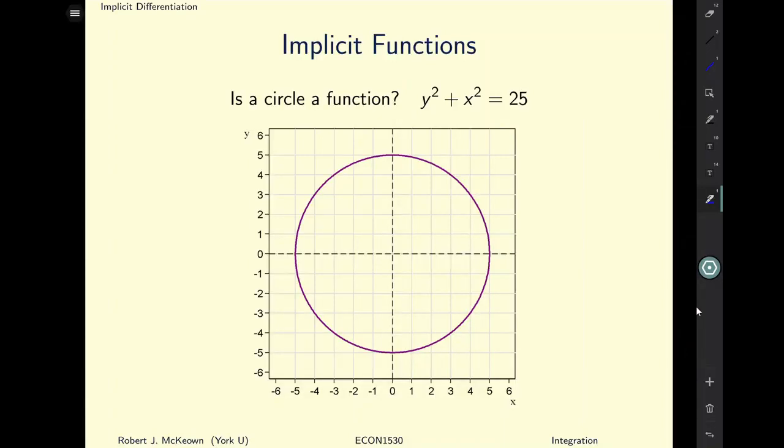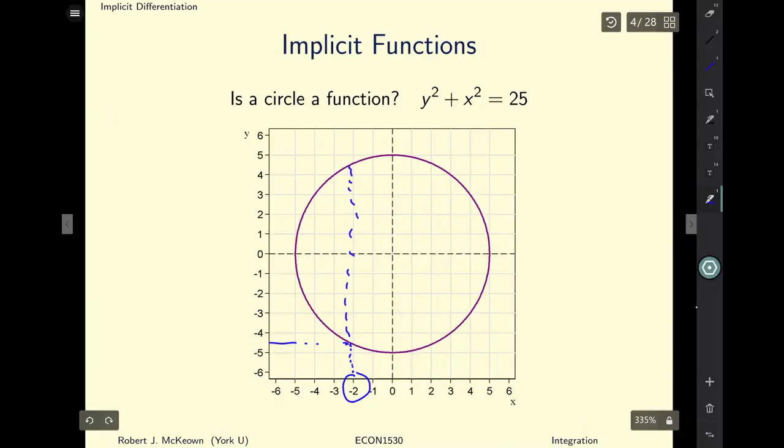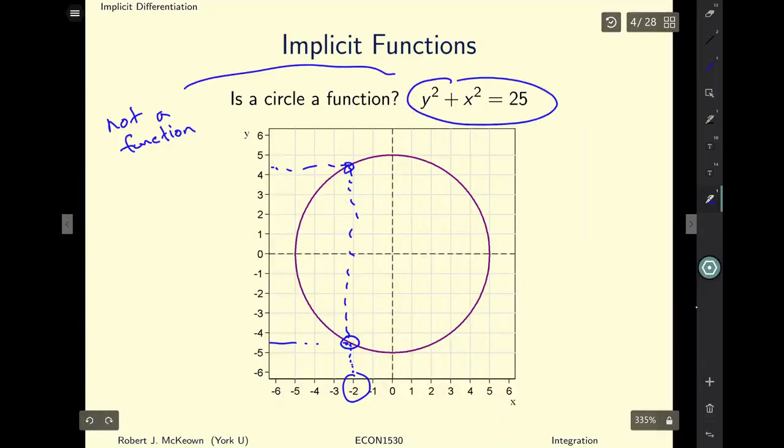Is this a function? If you think back to earlier in the course, one way we could tell if this is a function is with the vertical line test. So if I pick any point on the x-axis and I walk up, notice that I cross the expression, I cross the curve more than once. So this is not a function. So it fails our vertical line test. This thing here is not a function.